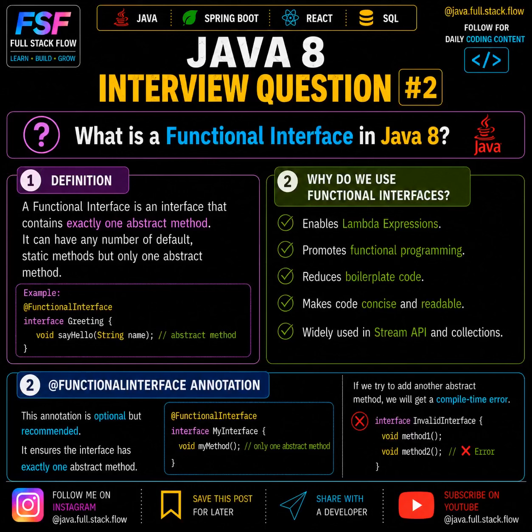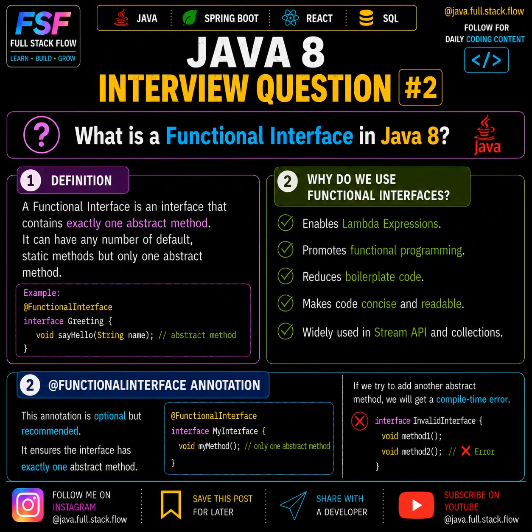In Java, if we want to pass some behavior as a parameter or write a small piece of logic, traditionally we had to write more code using classes or anonymous inner classes. So Java 8 introduced Lambda expressions to make this much simpler and more readable. But Lambda expressions need a target type, and the target type is a functional interface.